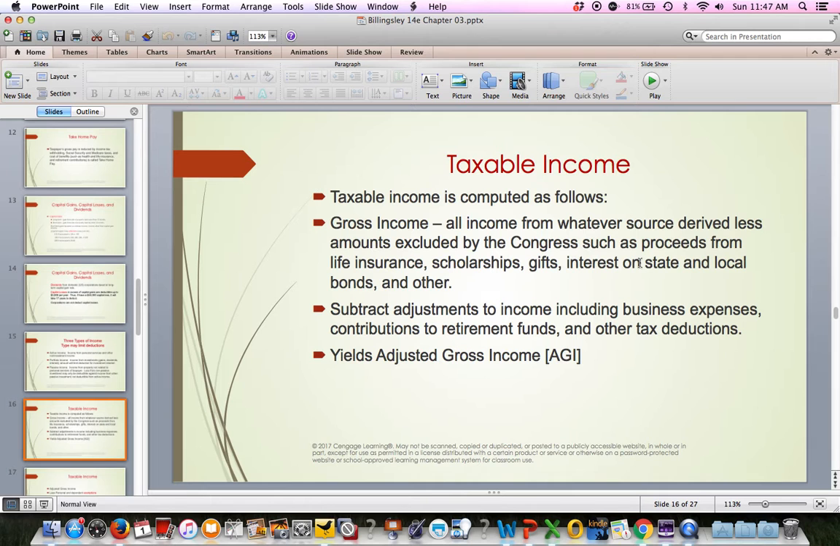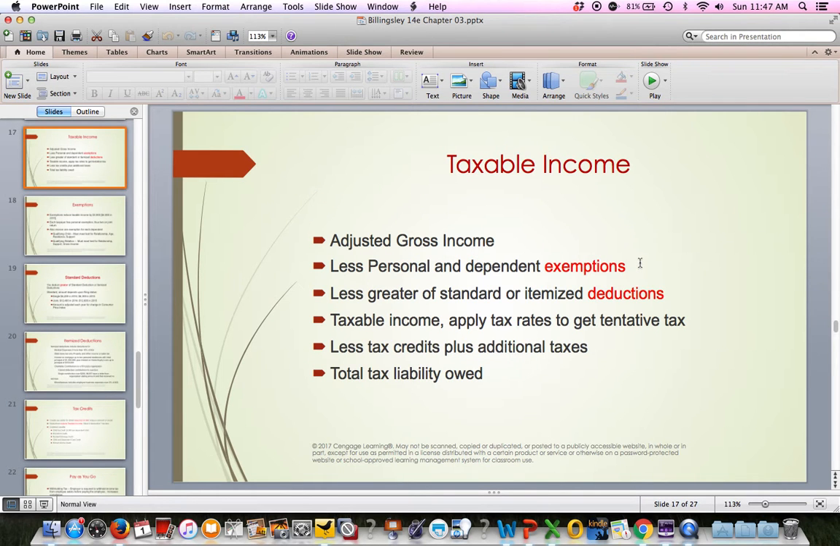You also have to subtract adjustments to your income, including business expenses, contributions to retirement funds, and other tax deductions, which Congress, of course, has approved. And then you get your AGI, called your adjusted gross income. So taxable income minus adjustments gets you to your AGI, and that's what you multiply by your tax rate to get your tax liability. Actually, I should say there's one more thing, you have to keep going, I misspoke.